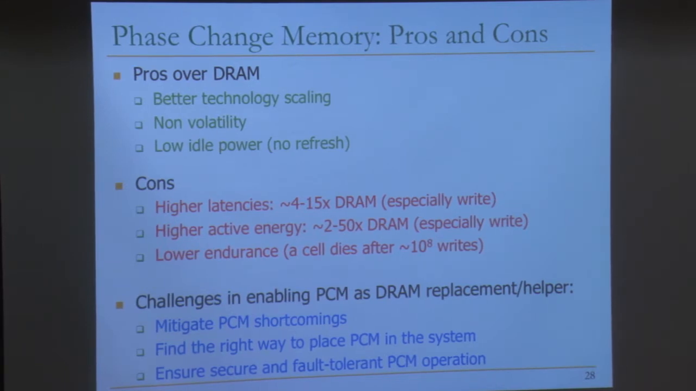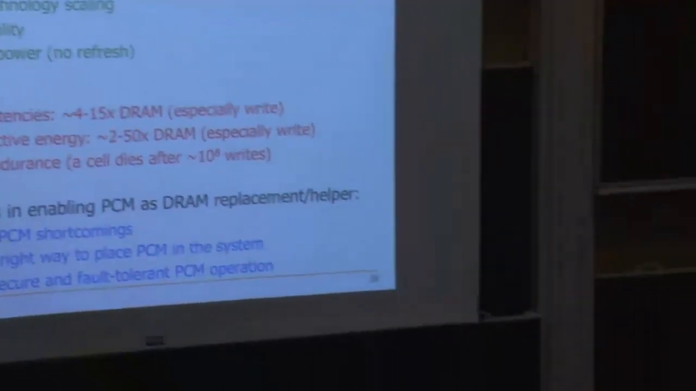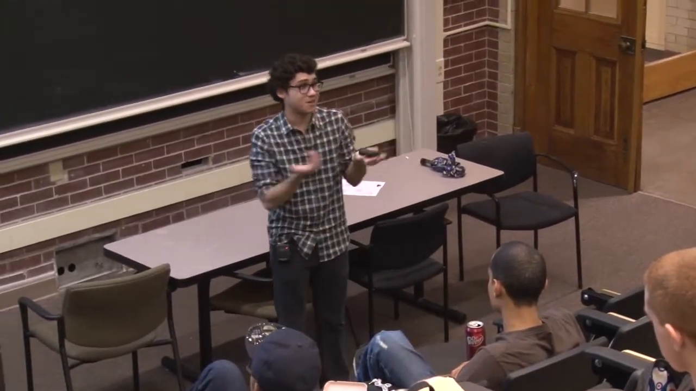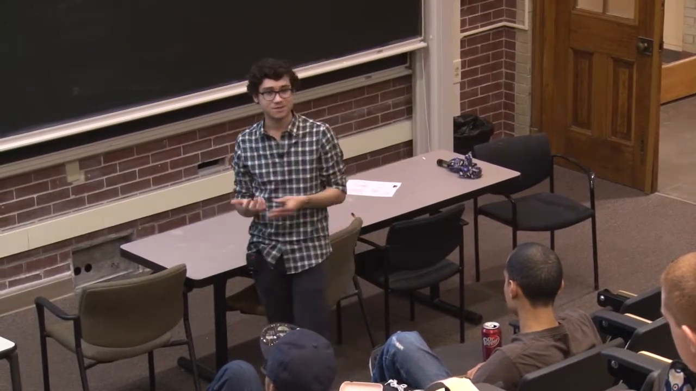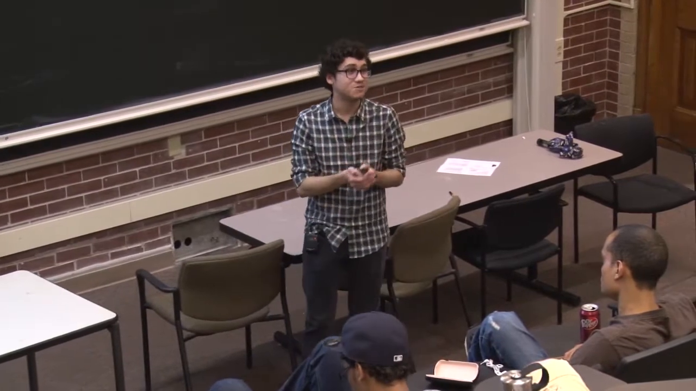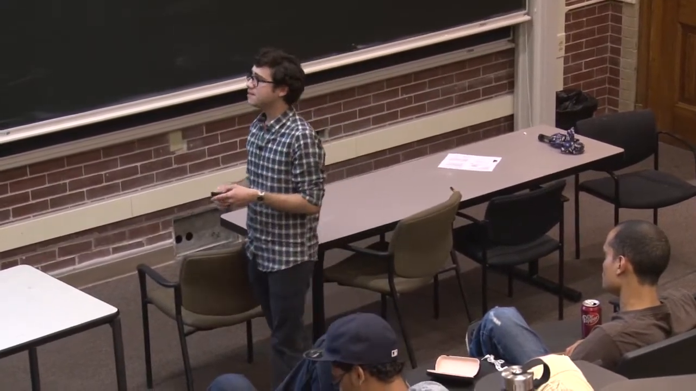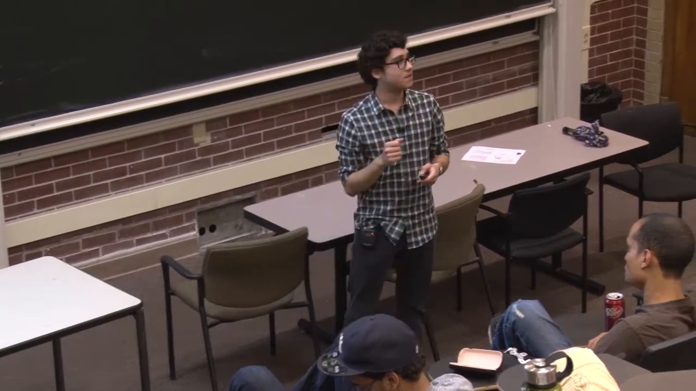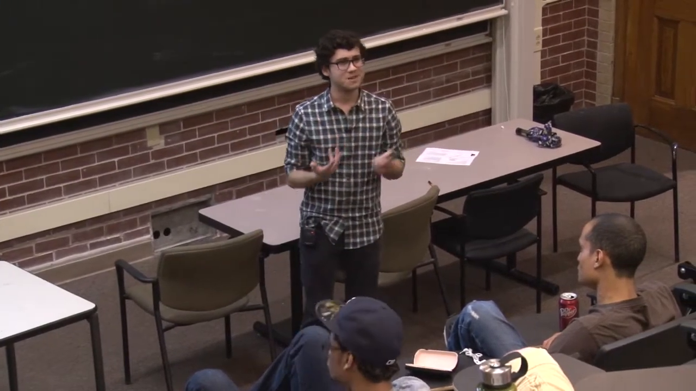I mean, you could place it anywhere, right? We've kind of been talking about it colloquially as near DRAM or in the main memory. But you could use it as a disk cache. You could even use it on chip as a large on-chip cache, and some people have proposed doing that. So there are a lot of different questions about where we actually want to use phase change memory. We also want to ensure secure and fault-tolerant PCM operation so that we don't just start randomly losing data.